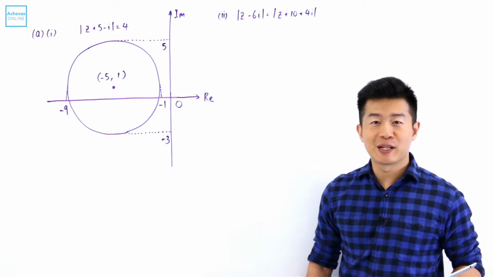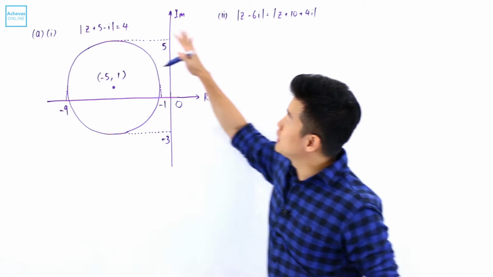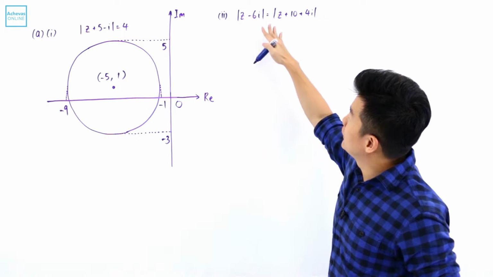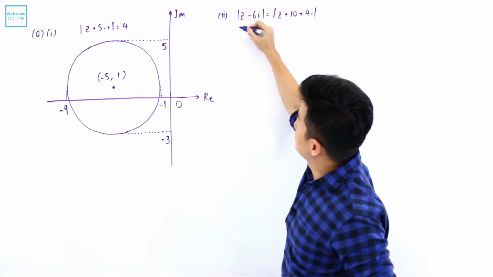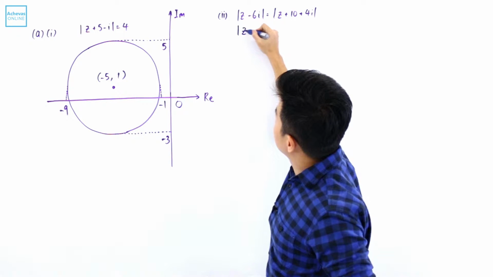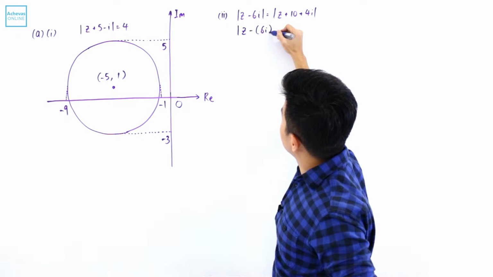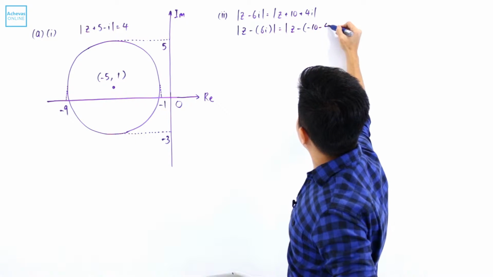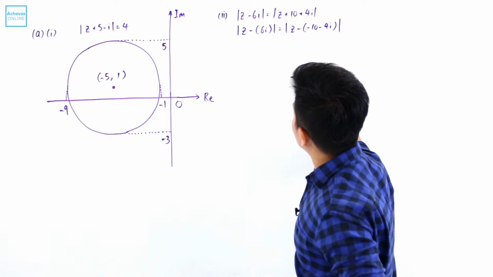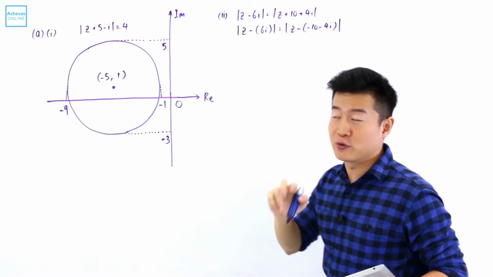We want to find the complex number z that satisfies this equation and this equation. The locus of z for this particular equation is actually a perpendicular bisector. If I were to re-express this, modulus of z minus 6i is equal to modulus of z minus minus 10 minus 4i. It is going to be a perpendicular bisector of 2 points.